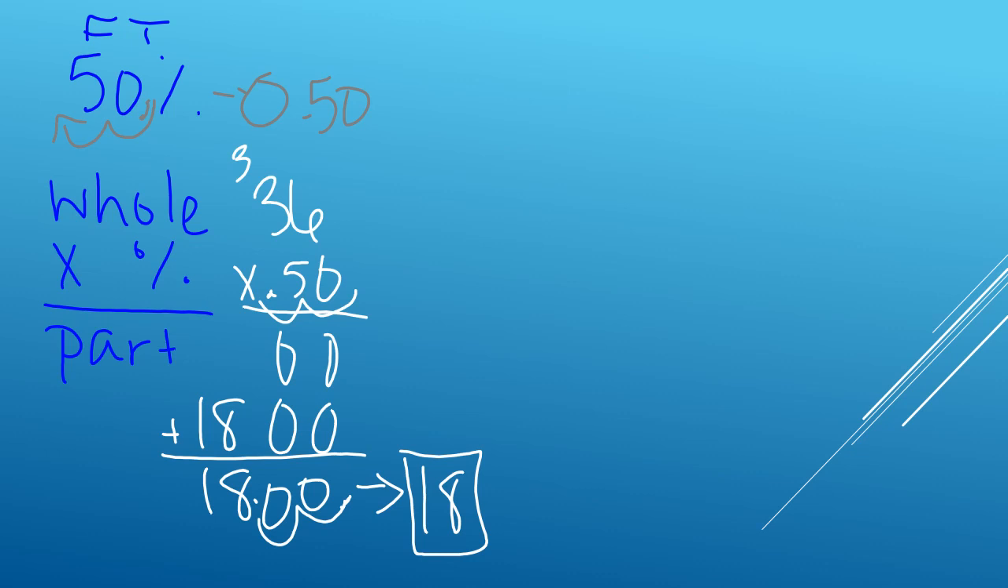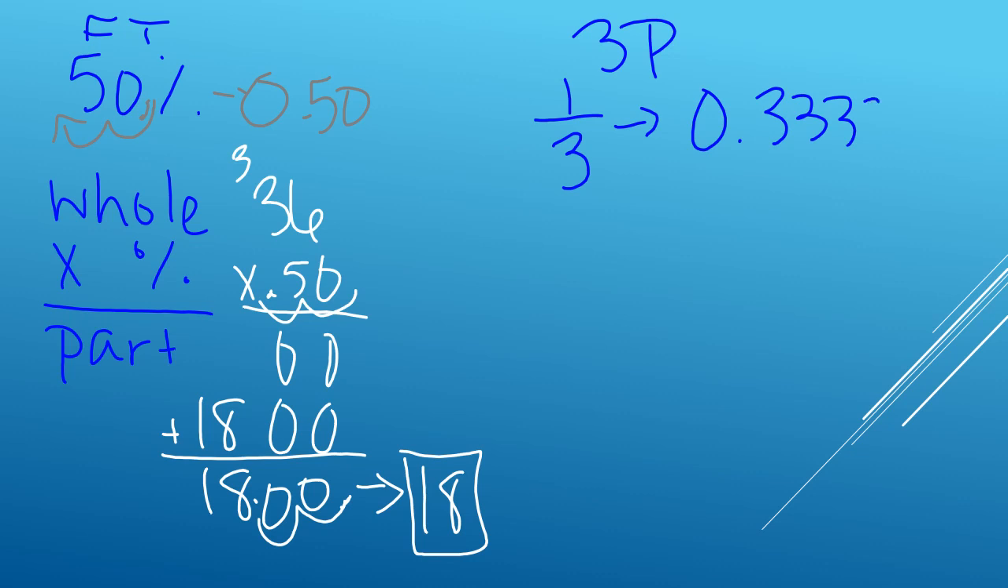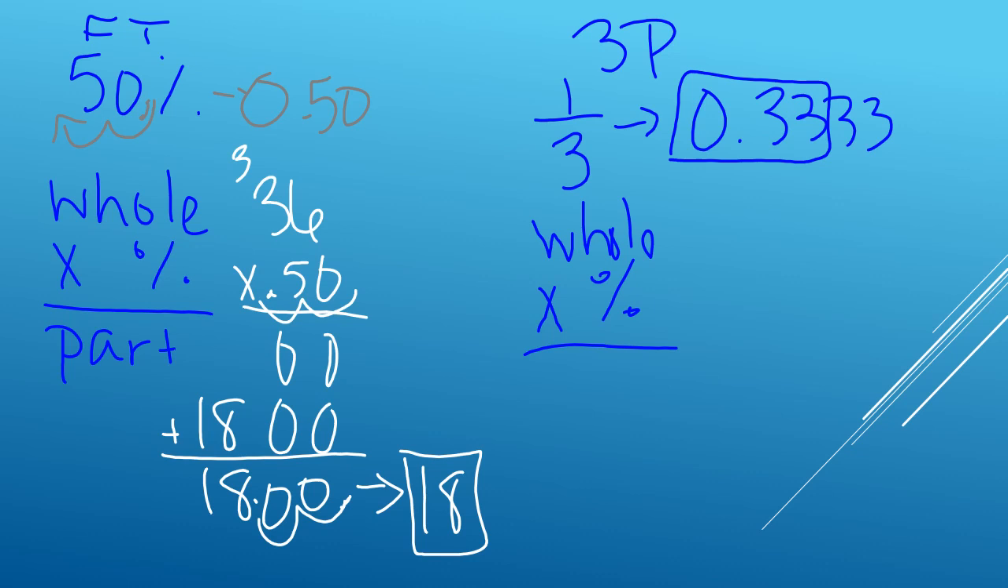Now we're going to do the same thing for the three-pointers. He spent 1/3 of his time practicing three-pointers. I know that 1/3 is 0.33, and it keeps going. So I'm just going to use 0.33. Use the same formula, whole times percent as a decimal. Don't forget, it has to be a decimal. It will equal your part.